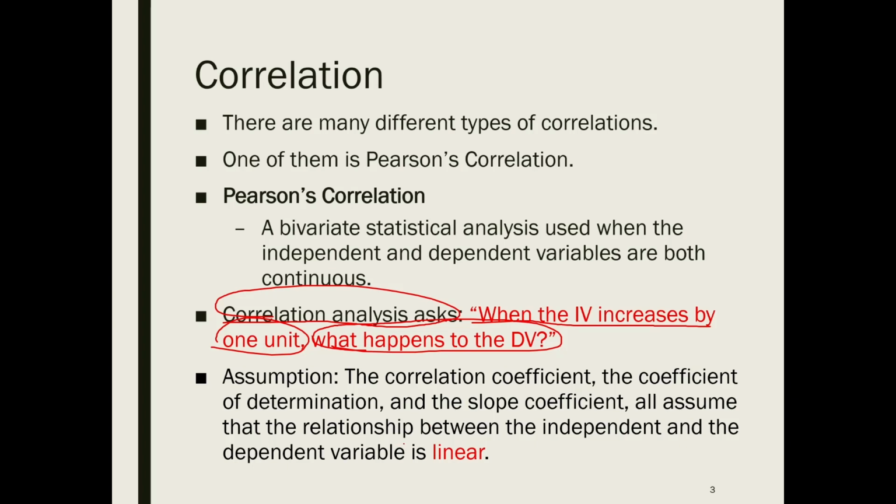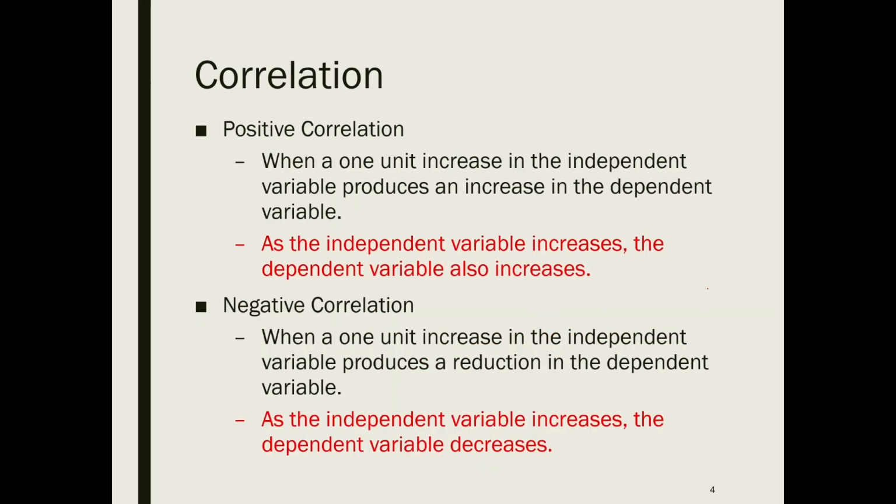The assumption behind this correlation, especially the Pearson correlation, is that the relationship between the independent variable and dependent variable is a linear relationship. So the relationship of them can be represented by a line. So what does this mean? We will see in the next slides.